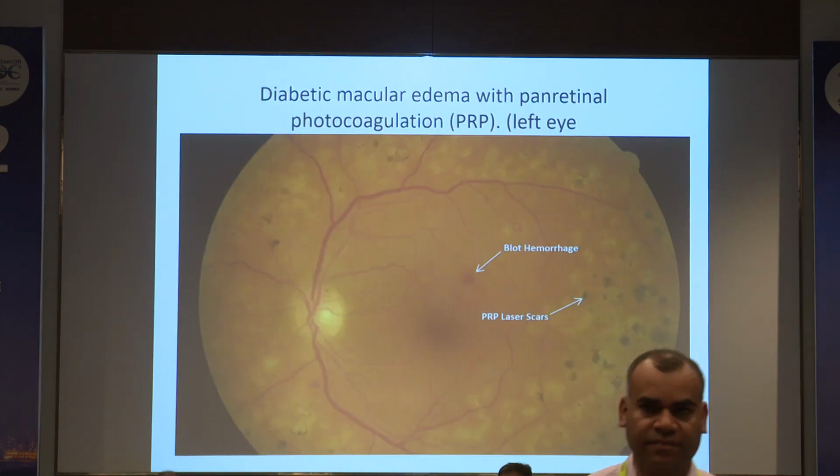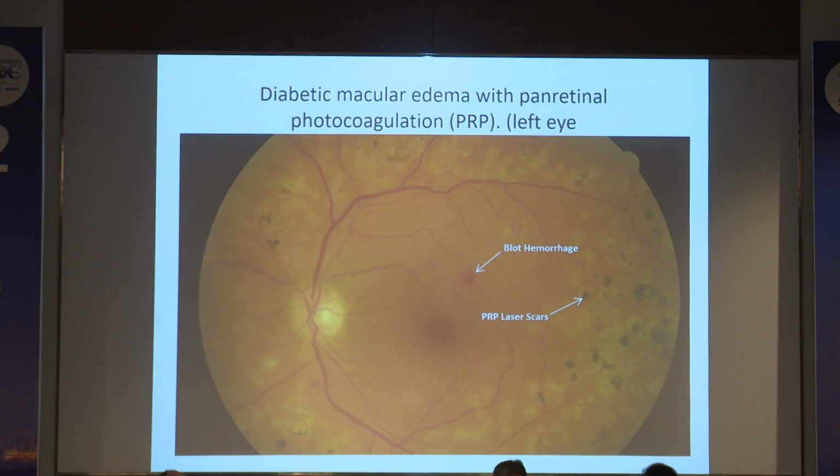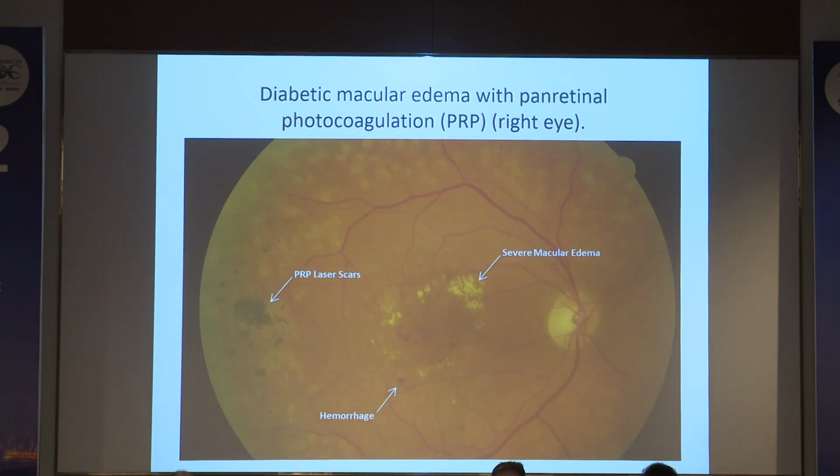I think one more image would be fine, because we are running out of time. Yes, that is why I want to show you another picture. Diabetic macular edema with pan-retinal photocoagulation done, and this is the picture of the macula. Yes, sir. Anybody from the audience? I think our time is over. The other speakers are waiting.